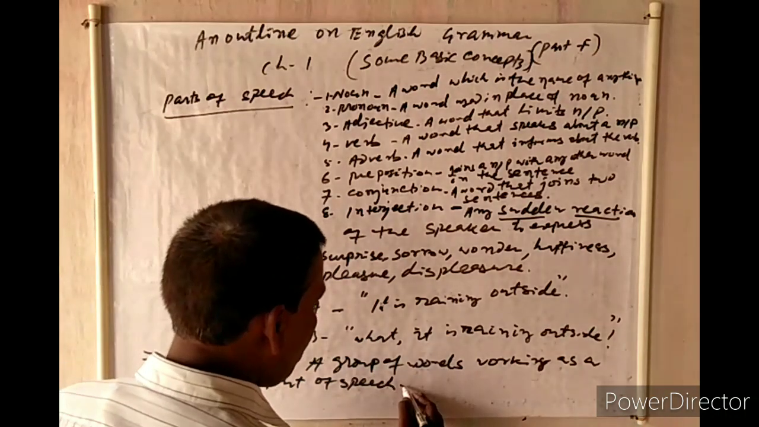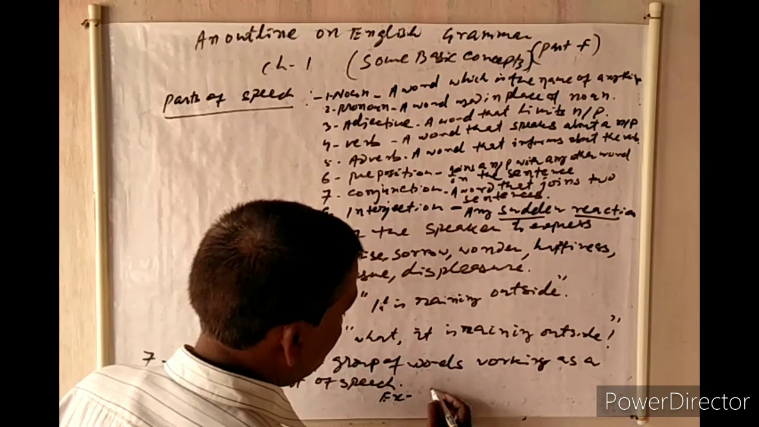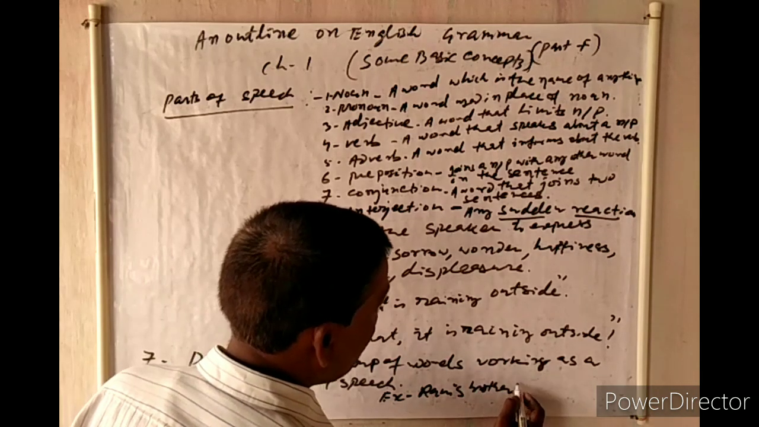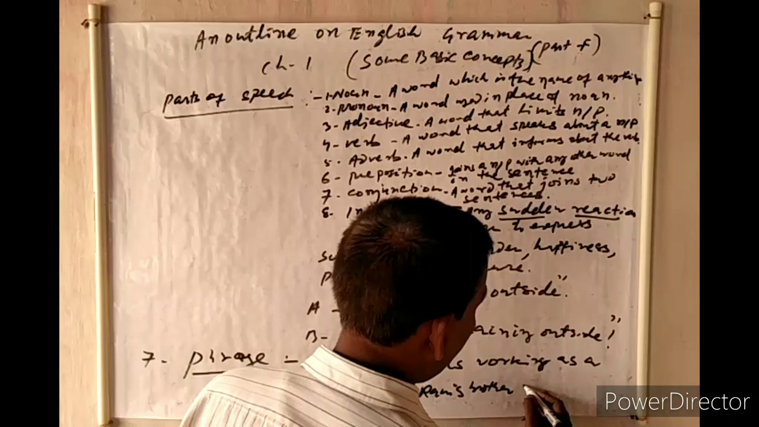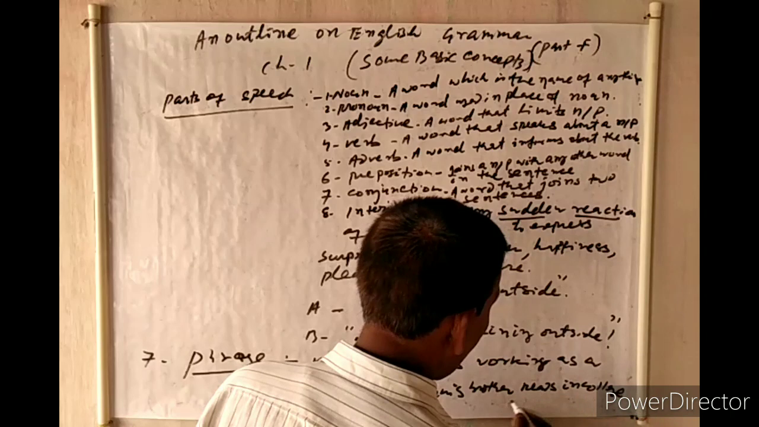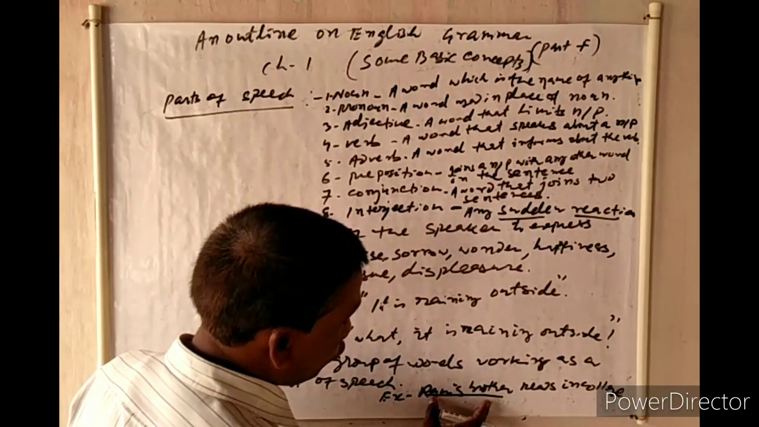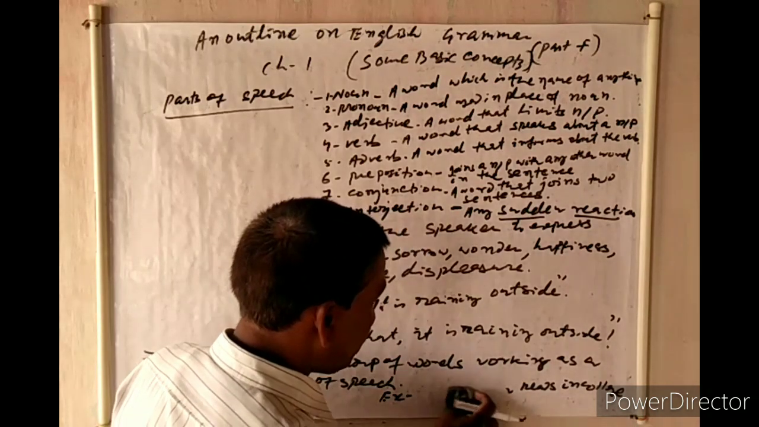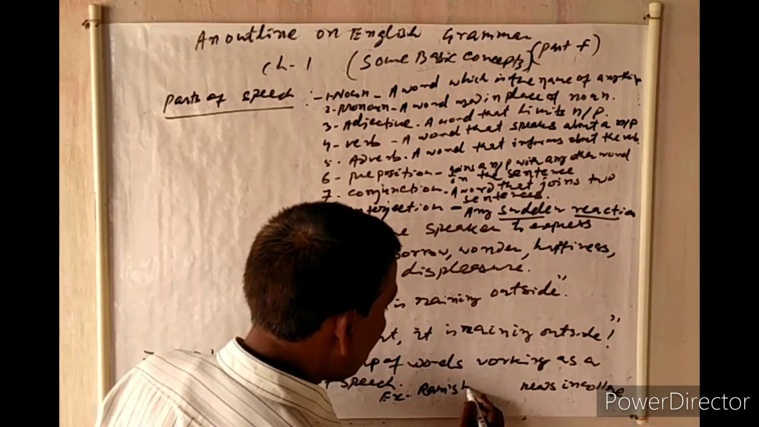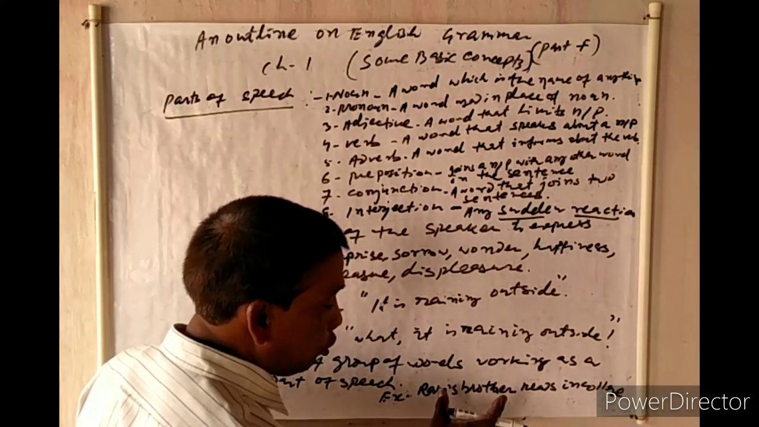So, for example, Ram's brother rates in college. Who? It is Ram's brother. You're getting the answer from these two words, Ram's brother. You put a question, that is, who?